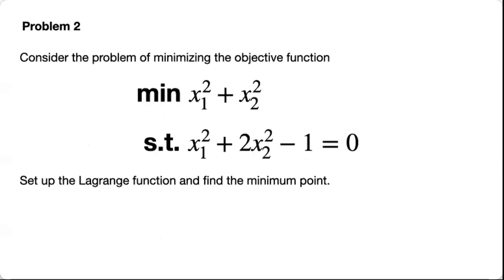So for problem number 2, this one, I think most of you can complete this problem. It's quite simple. We want to minimize x1 square plus x2 square. And we have one equality constraint. So clearly, we can solve it using the Lagrange method. The problem asks us to set up the Lagrange function and find the minimum point.